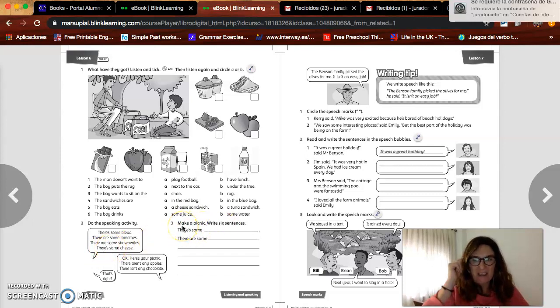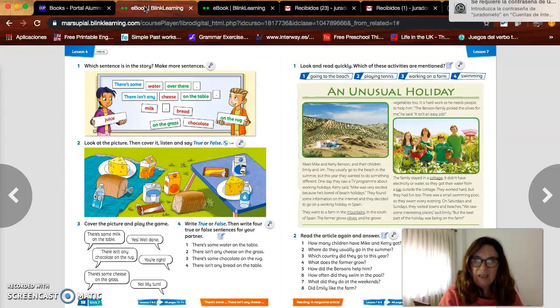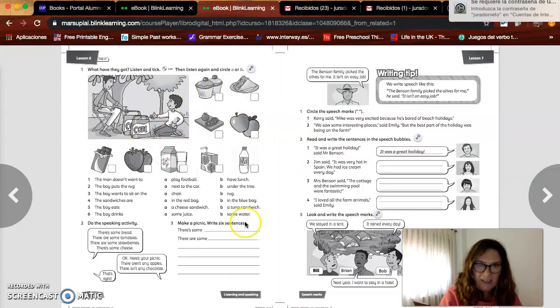And then you have to invent a picnic. Maybe you can draw it in your notebook, and then you have to write 6 sentences. Invent a picnic. Draw a picnic table or a picnic rug on the grass. Invent your picnic and write 6 sentences. All right? So let me see. You have to do this activity, and these activities here. So you have today's. Remember, these activities are for Monday and Tuesday.